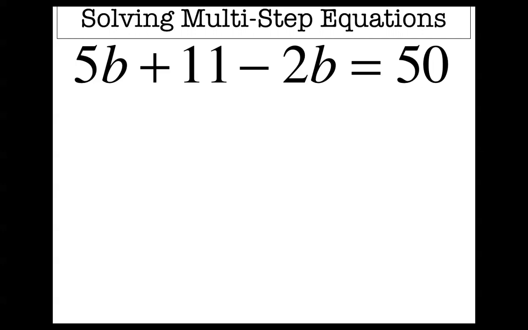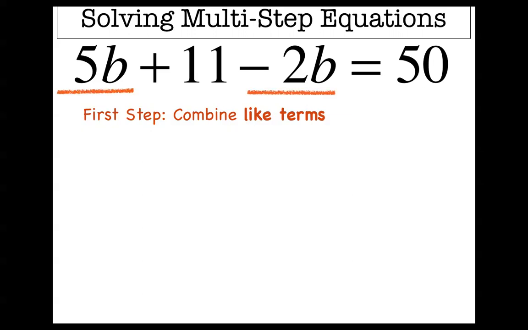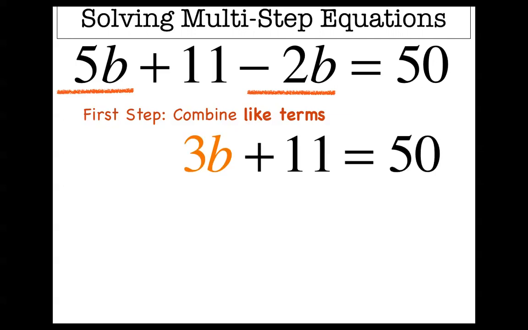This one's a little trickier because the b and the b aren't right next to each other, but hopefully you can see that you've got 5 bananas, and then you're going to take away 2 bananas. So 5 bananas minus 2 bananas is 3 bananas plus 11, because the plus 11 is just still there. Nothing happened with that. And the 50 is hanging out over there on the right by itself until we start canceling out this 11, and we're going to take 11 away from the 50.